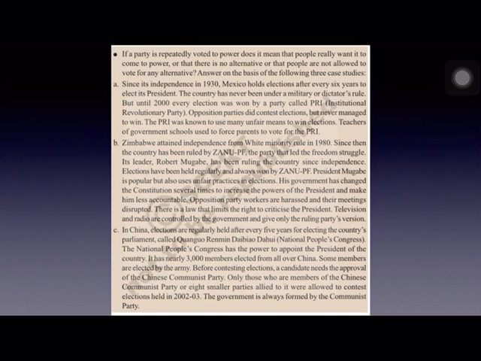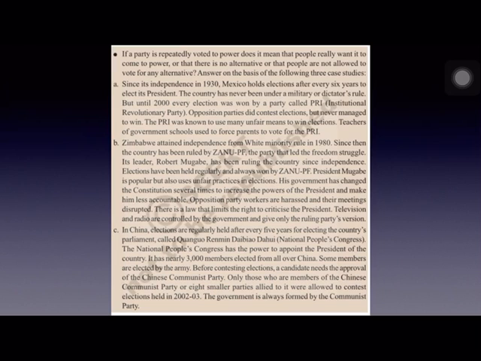Mexico got independence in 1930, and since then, after every 6 years, elections are held in Mexico to elect the president. And Mexico was never under the rule of military or dictatorship. Until 2000, every election was won by a party called PRI. PRI means Institutional Revolutionary Party.